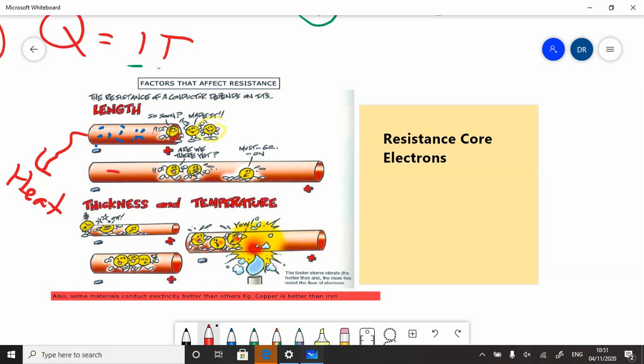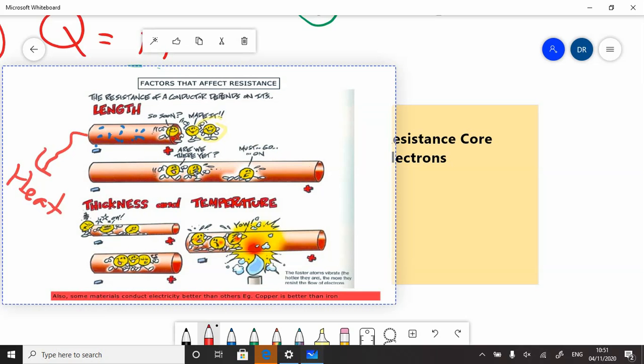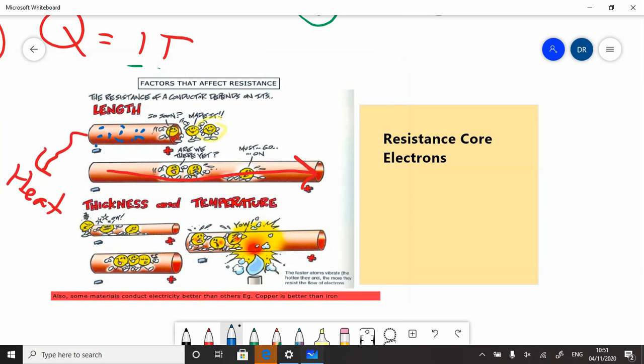So the longer a material is, once again, the more resistance there is, because electrons have to smash past more atoms. The thickness also affects it, and this is perhaps a little bit less intuitive, but the thinner it is, the higher the resistance, because it's harder for those electrons to get along that circuit. So just remember that thinner wires have higher resistance.